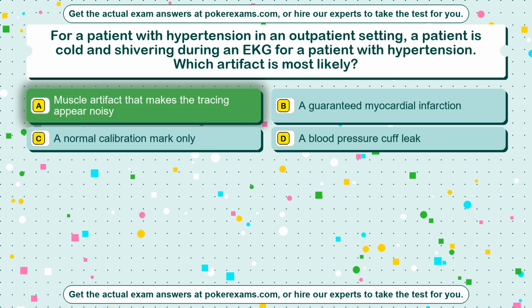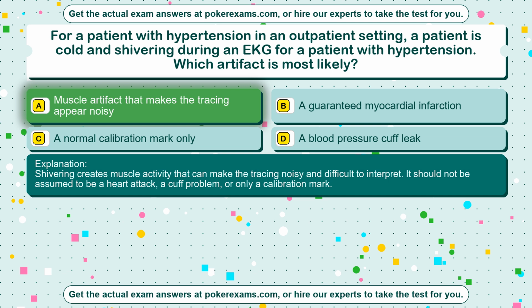The correct answer is option A, muscle artifact that makes the tracing appear noisy. Shivering creates muscle activity that can make the tracing noisy and difficult to interpret. It should not be assumed to be a heart attack, a cuff problem, or only a calibration mark.